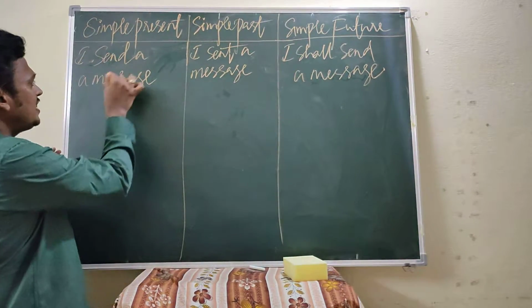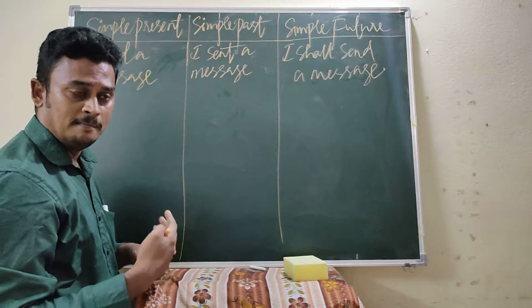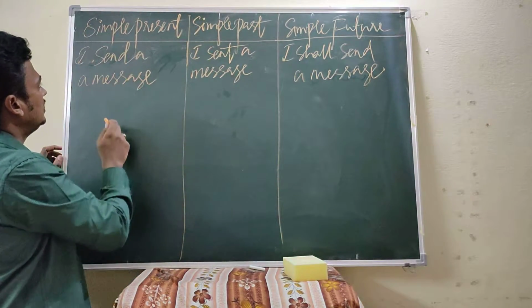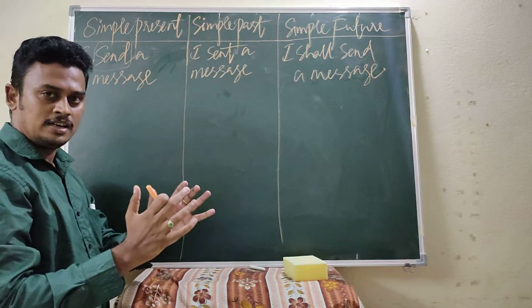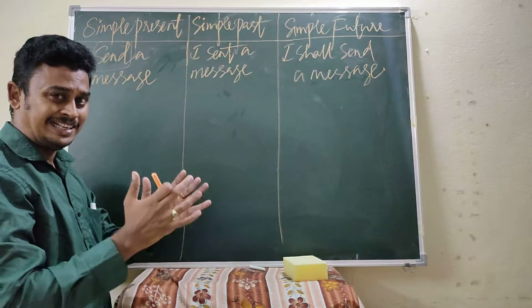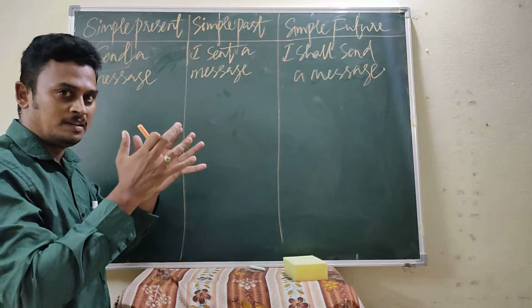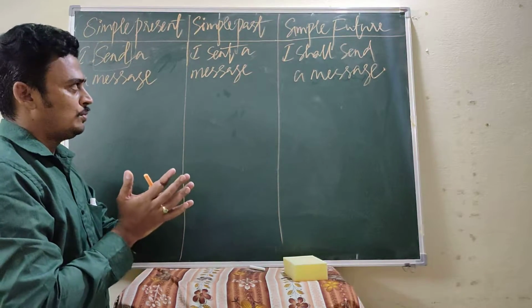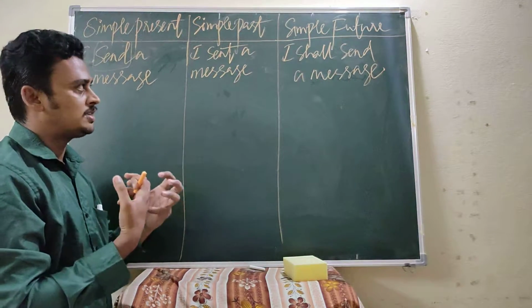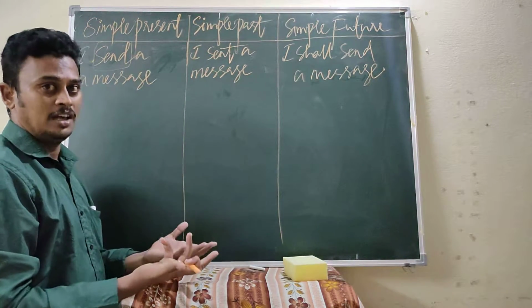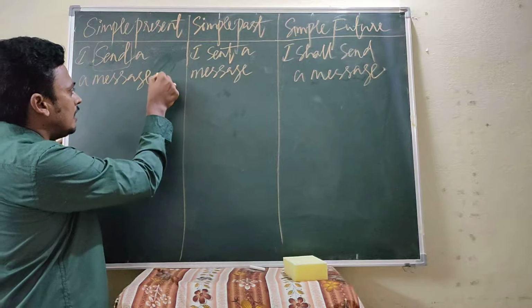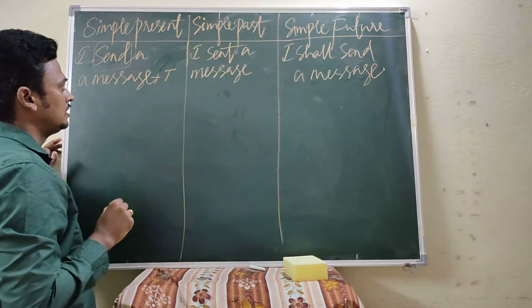Now, I send a message. Here you see this is the V1. When you find the verb V1 in the sentence, definitely that is simple present tense. If you want to communicate in English, I send a message regularly. The time indicator is very important.